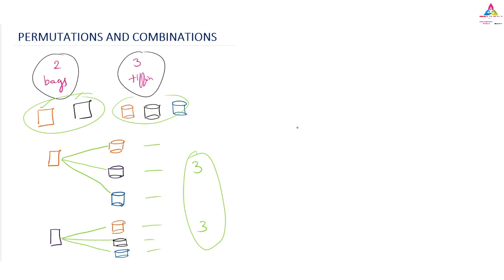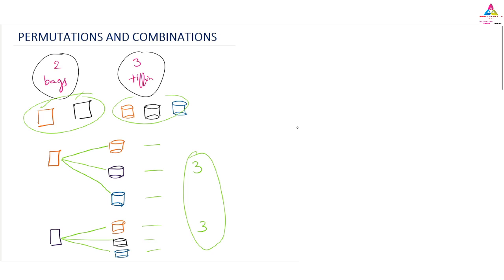So this is the fundamental principle of counting, which underlies permutation and combination. Here we are going to count the possibilities we have, and permutation and combination will help us to count them. You are not supposed to write down all the possibilities.